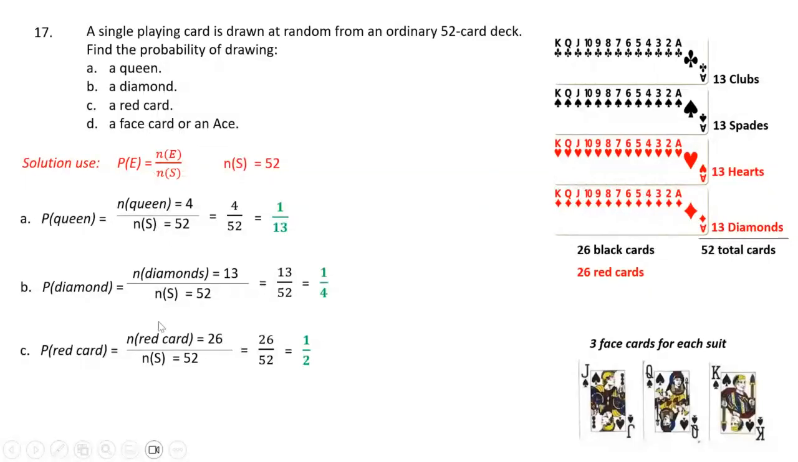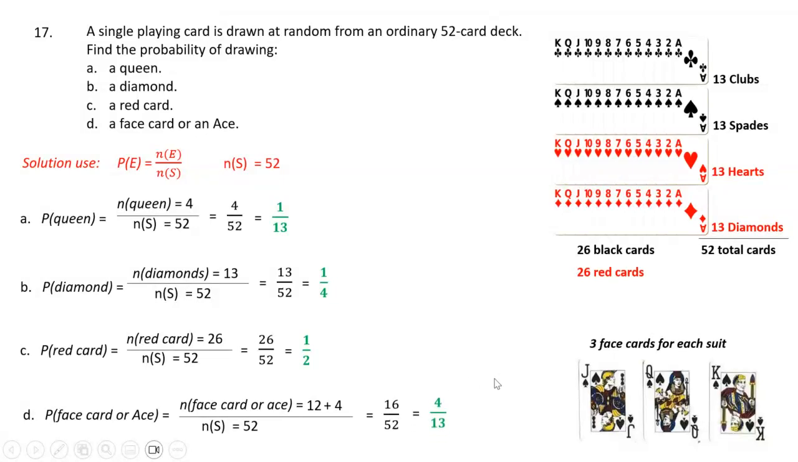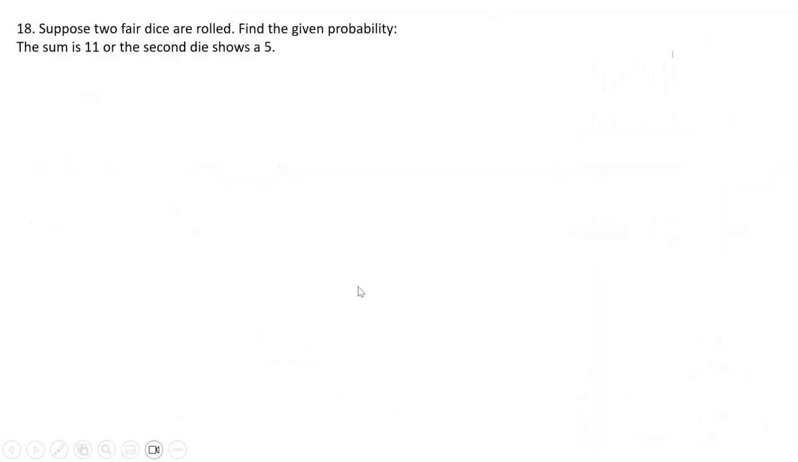And finally, a face card or an ace. How many face cards are there? There's 3 for each suit. So there's 3 here, 3 there for the hearts, 3 for the spades, 3 for the clubs. So 3 times 4 is 12. So there's 12 face cards, and also there's 4 aces. There's 1 ace for each suit. You see, these are the aces, so there's 4. So that'll be 12 plus 4 divided by 52. The answer will give us 16 over 52, reduced to 4 over 13. That's how we do these types of problems.